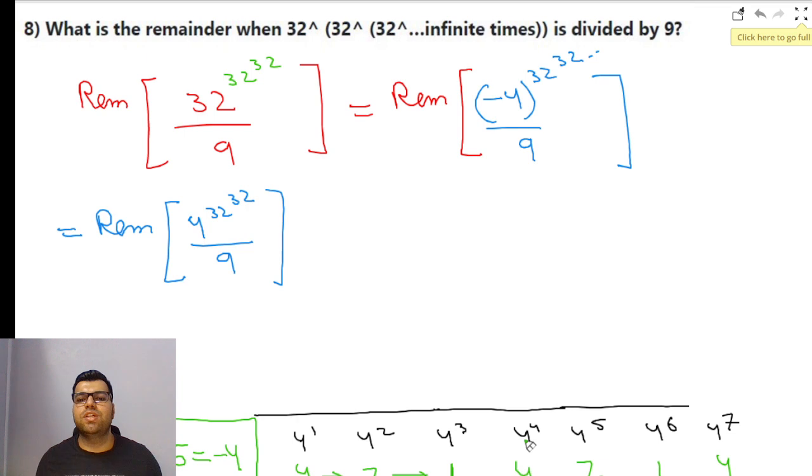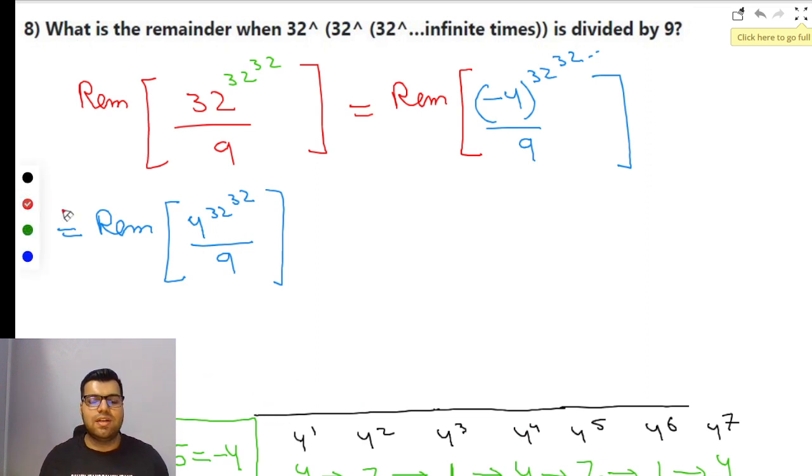Everybody understood this? Why 4 raised to power 4 gives 4? Either you can check 2 raised to power 8, which is 256, remainder with 9: 2 plus 5 plus 6 is 13, then 1 plus 3 is 4. So it will be 4. Or you can just see that 4 raised to power 4 is 4 cube into 4. So 4 cube remainder with 9 is 1, and 1 into 4 gives remainder 4.